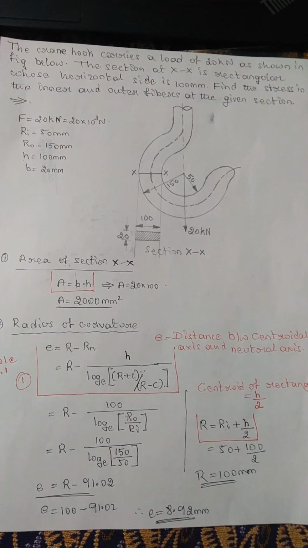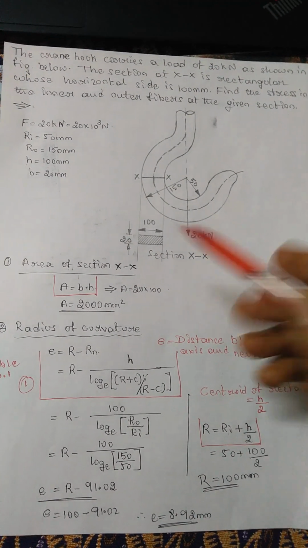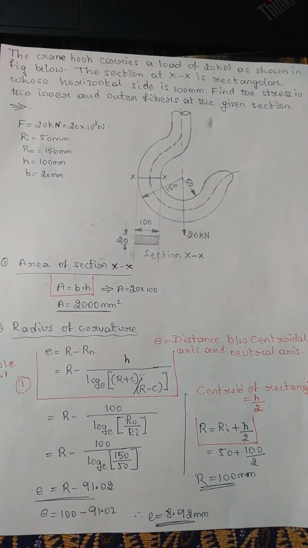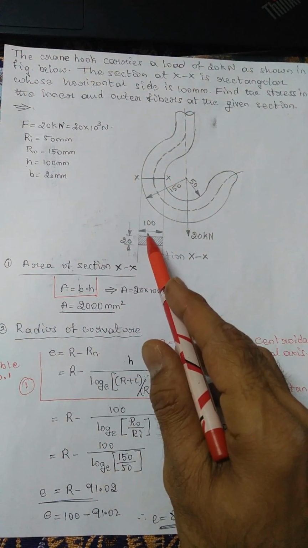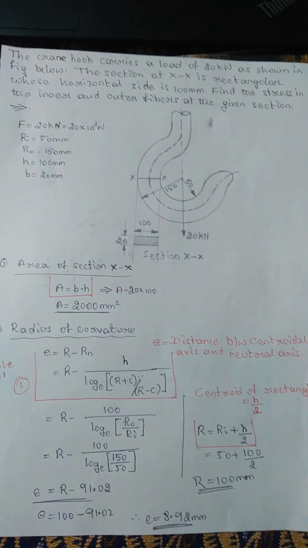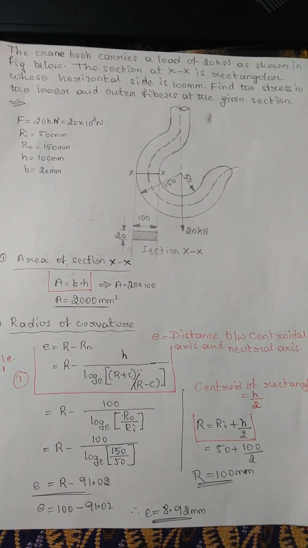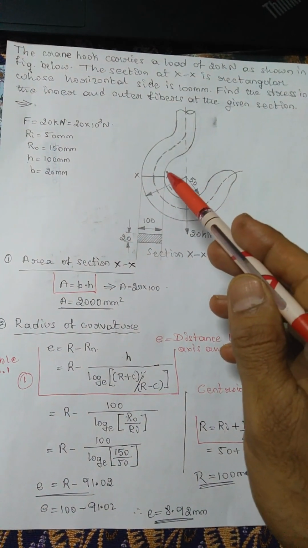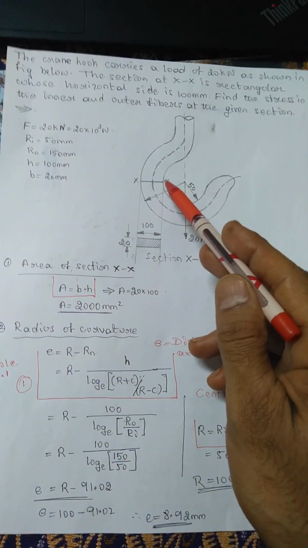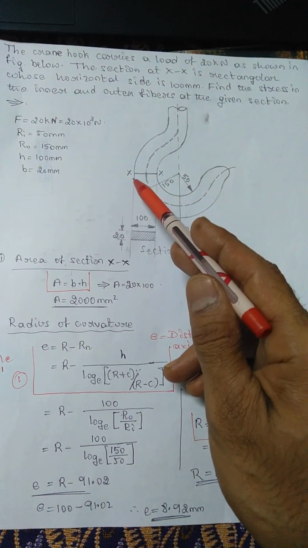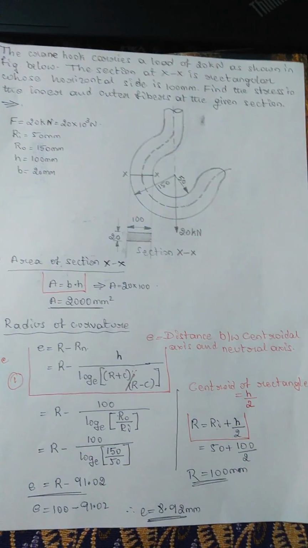The section at XX is rectangular, whose horizontal side is 100 mm. Find the stress in the inner and outer fiber at the given section. So if this is the section at XX, we have to find the stress at the inner and outer fibers.